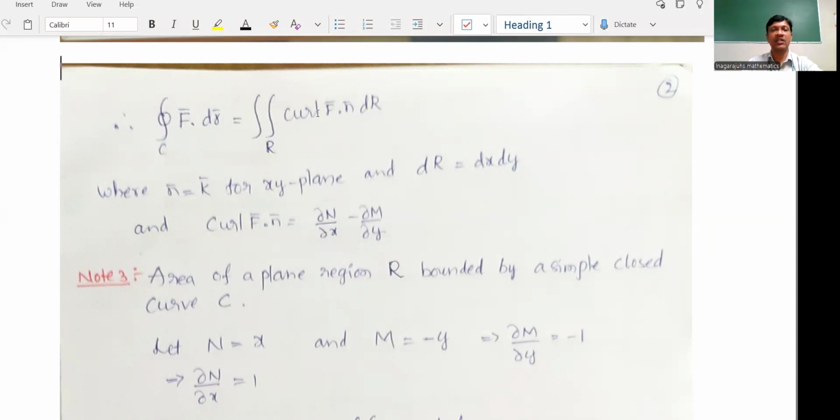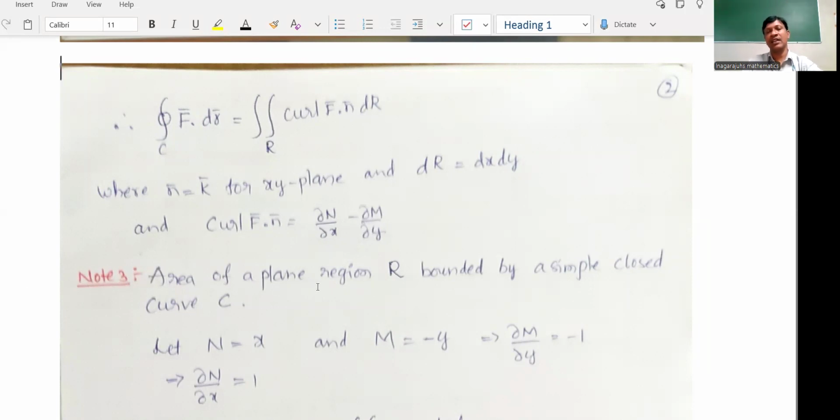So curl F bar is equal to dou N by dou x minus dou M by dou y into k bar, dot n bar. We have k bar dot k bar is equal to 1. So we are getting curl F bar dot n bar is equal to dou N by dou x minus dou M by dou y, which is the same as Green's theorem.